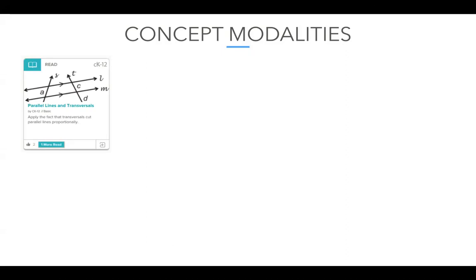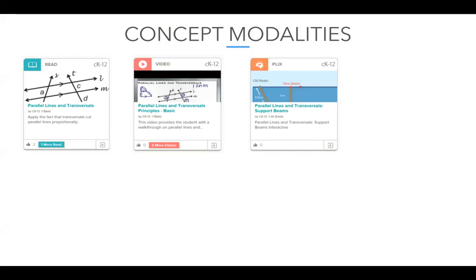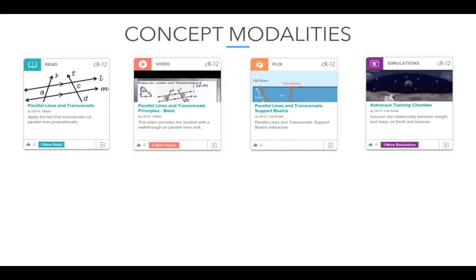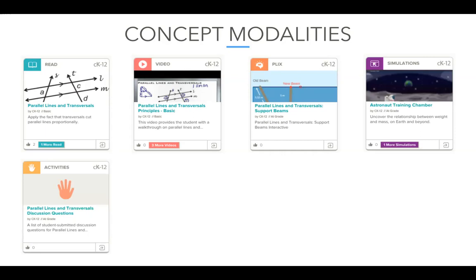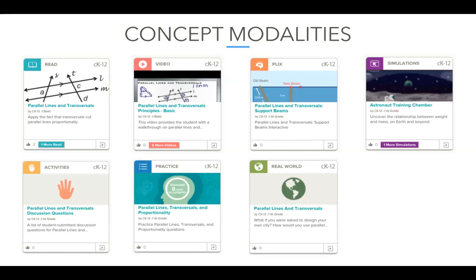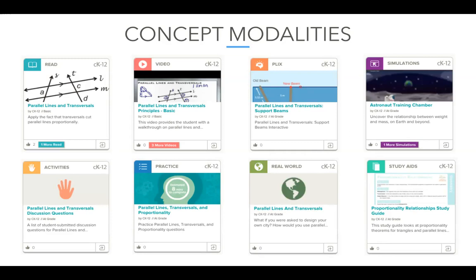So we enrich every one of our concepts with a variety of modalities that include text. That might be a read from one of our textbooks, or what we call our Flexbooks. Videos, our interactive math and science PLIX, which stands for play, learn, interact, and explore. Our physics and chemistry simulations. Our various activities that we have mixed in as well, and then our adaptive practice, which we'll cover in depth in this webinar, and then real world applications and study guides. So these are all different modality types, or ways that a student might learn and work through exploring a particular concept. So the question then is, okay, all of these are on CK-12.